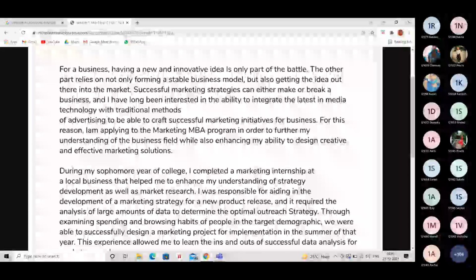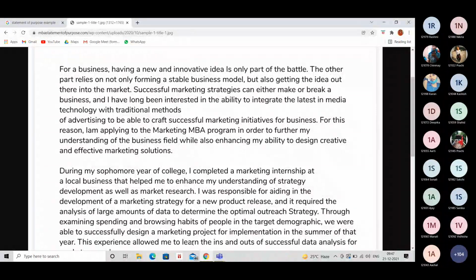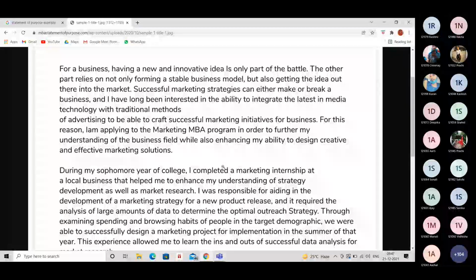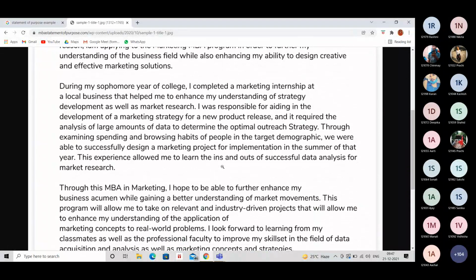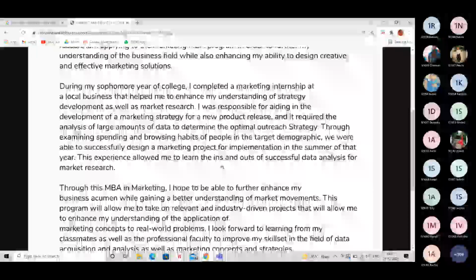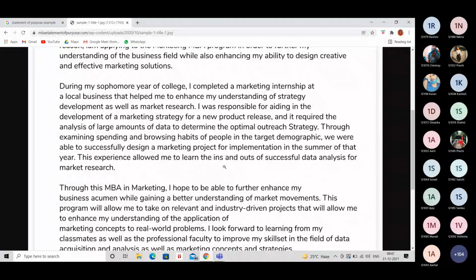During my sophomore year of college, I completed a marketing internship at a local business that helped me to enhance my understanding of strategy development as well as market research. I was responsible for aiding in the development of a marketing strategy for a new product release, and it required the analysis of a large amount of data to determine the optimal outreach strategy. Through examining spending and browsing habits of people in the market demographic, we were able to successfully design a marketing project for implementation in the summer of that year. This experience allowed me to learn the ins and outs of successful data analysis for market research.